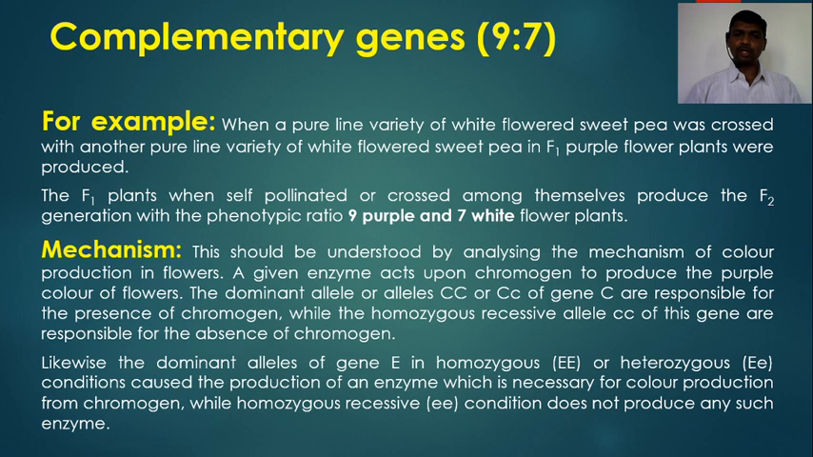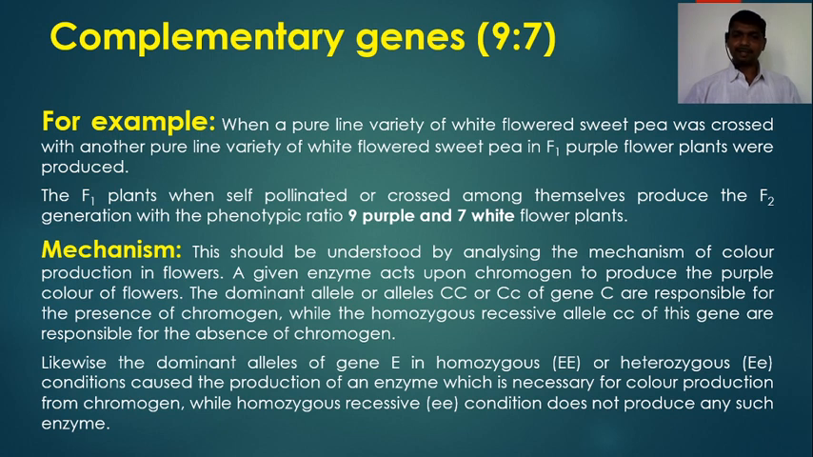C stands for chromosome producing gene. E stands for an enzyme produced by the gene. Okay, C for chromosome, E for enzyme. When both C and E genes are dominant in the individual, such an individual is able to produce the enzyme.